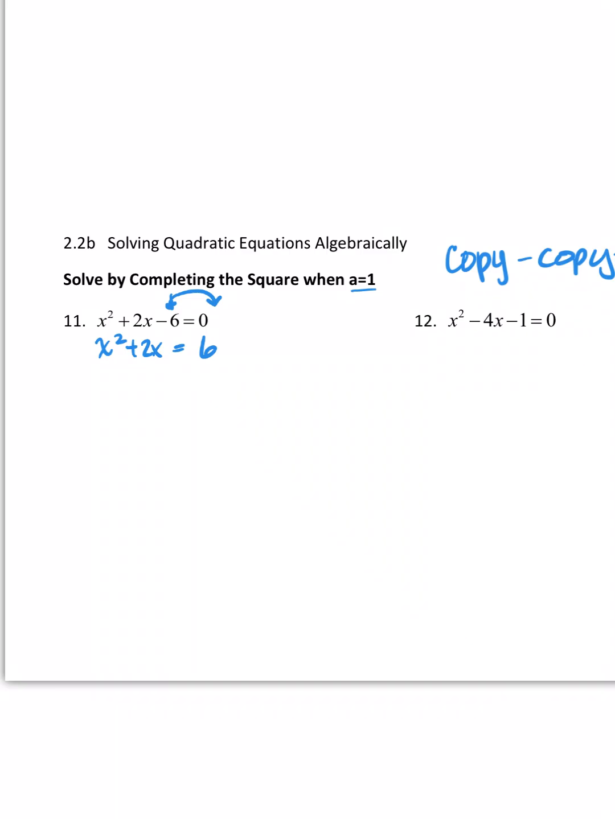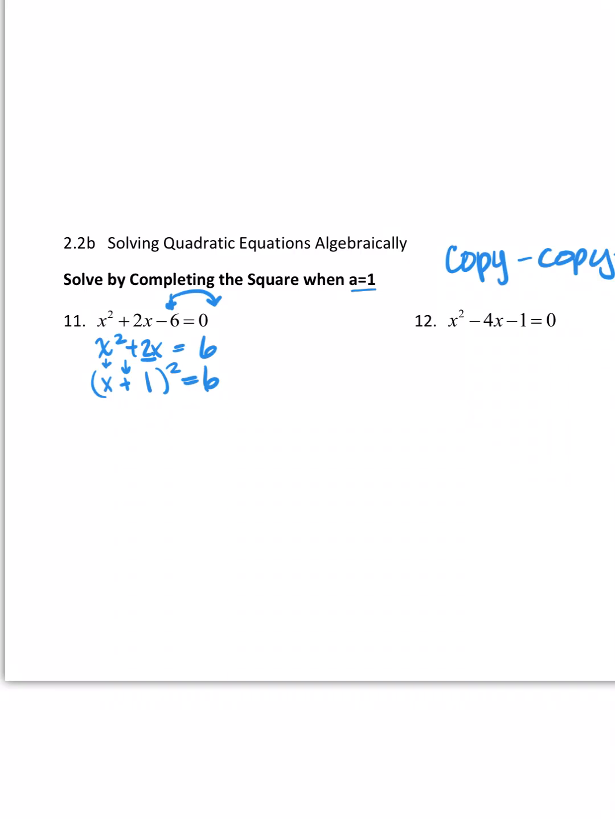Great, wonderful. Now we do the copy, cut. So here's what's going to happen. I'm going to make it a squared factor, and I'm going to copy that variable. I'm going to copy the sign, and I'm going to cut this number in half. X plus 1 squared equals 6. Now, it's not a complete equation yet because I have added some values on this side of my equal sign. And here's what I'm talking about.